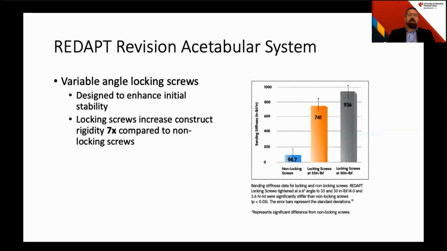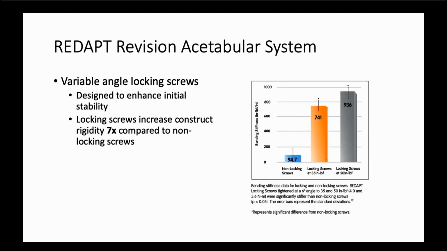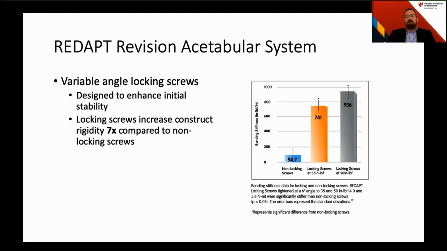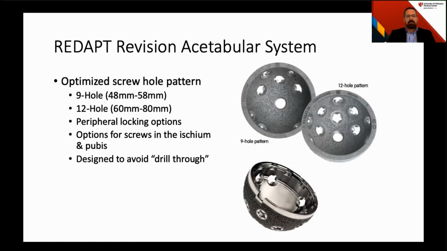Now, the real beauty of the locking screws is that it helps enhance that initial stability. So if you look at the overall stiffness of a construct using locking screws or non-locking screws, the locking screws increase the construct rigidity by 7-fold compared to non-locking screws. So quite impressive ability to increase the stiffness overall of that construct.